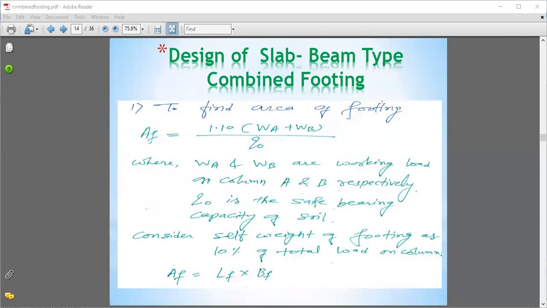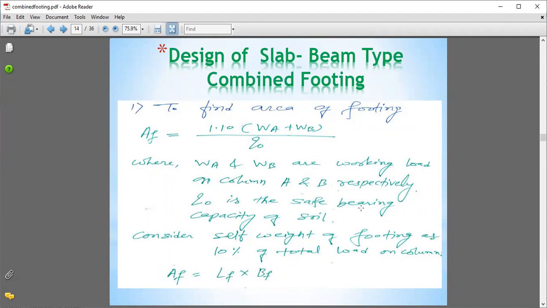To find the area of the footing, that is the cross section area that we have to choose over here. So यामध्ये बघा, first one is we have to calculate the area of the footing. For that purpose we have to go for this calculation: AF is equal to 1.1 (WA plus WB) divided by Q naught, where WA and WB are the working loads of column A and B respectively.